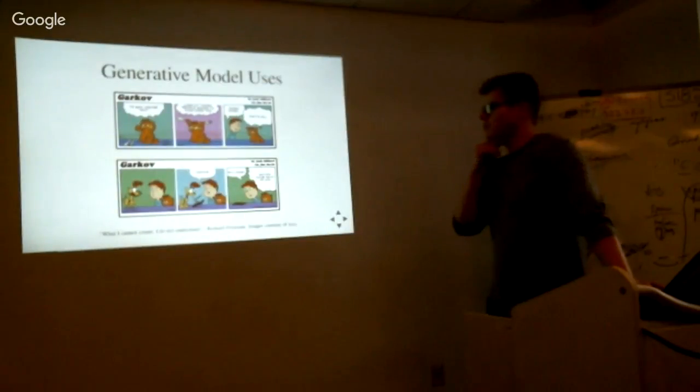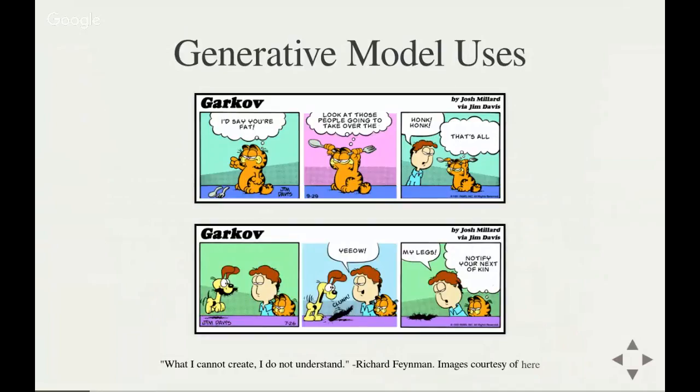So one example of a generative model is a Markovian process. Here we have a comic strip called Garkov, which is essentially Garfield mashed up with a model which has been trained on input text from Garfield. So these captions don't make any sense, but they're still kind of funny, and it just shows the sort of things that we can generate using a generative model.